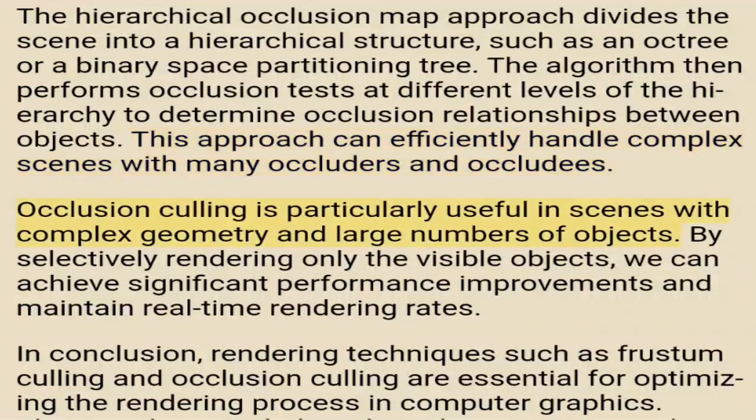Occlusion culling is particularly useful in scenes with complex geometry and large numbers of objects. By selectively rendering only the visible objects, we can achieve significant performance improvements and maintain real-time rendering rates.